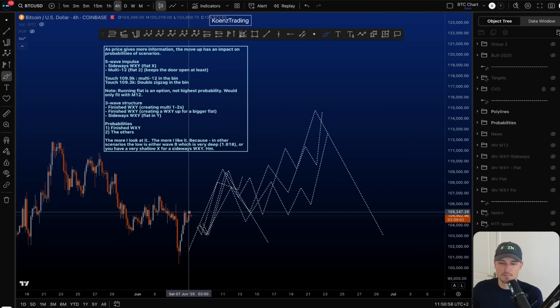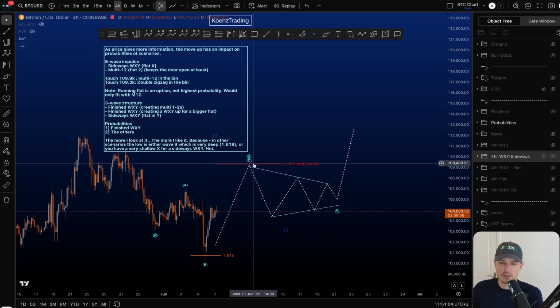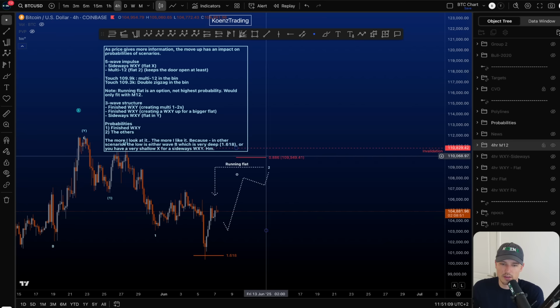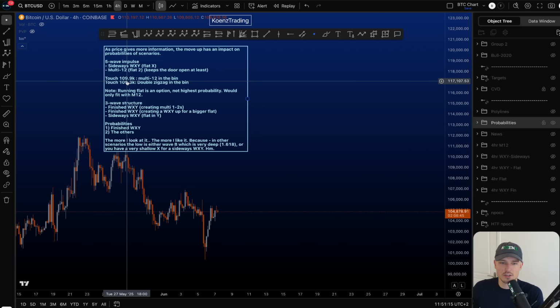With a flat in wave X. So this one, okay? Because you need a C5 waver, and the potential, at least, of then a multi-1-2. Even though that would have lower probabilities than a sideways WXY. Now, if price can touch 109.9K, the multi-1-2 goes in the bin.